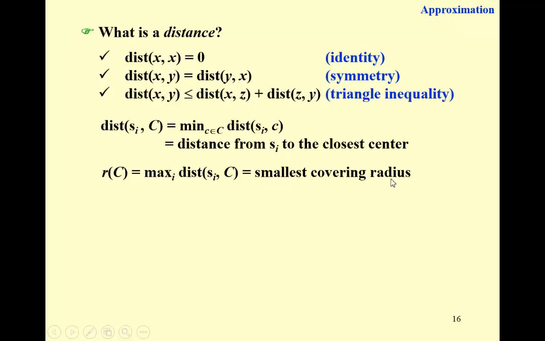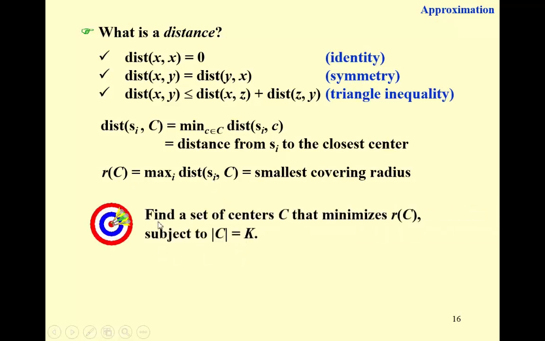What does that mean? Covering radius means if we take each center as the central point and draw discs with this radius, all the sites can be covered. So our task is to find a set of centers that minimizes this radius, subject to that the size of the set is exactly k. Means we're supposed to find exactly k centers so that the smallest covering radius of this set is minimized.